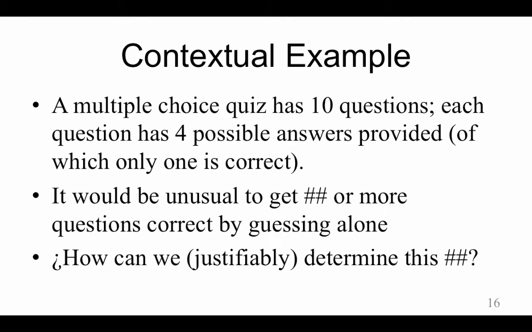Let's look at another example. A multiple choice quiz has 10 questions. Each question has 4 possible answers provided, of which only 1 is correct. So it would be unusual to get how many or more questions correct simply by guessing alone? How can we justifiably determine what this number is that we're looking for?